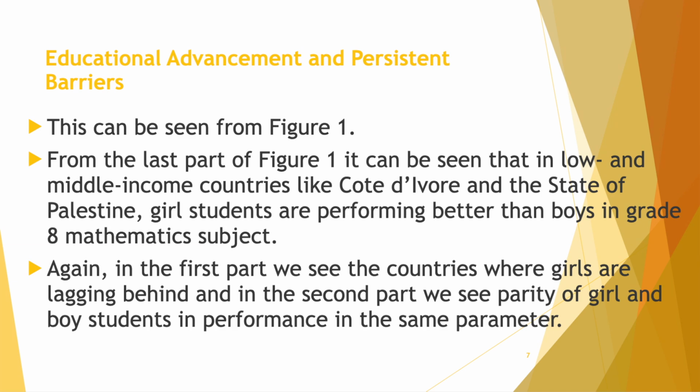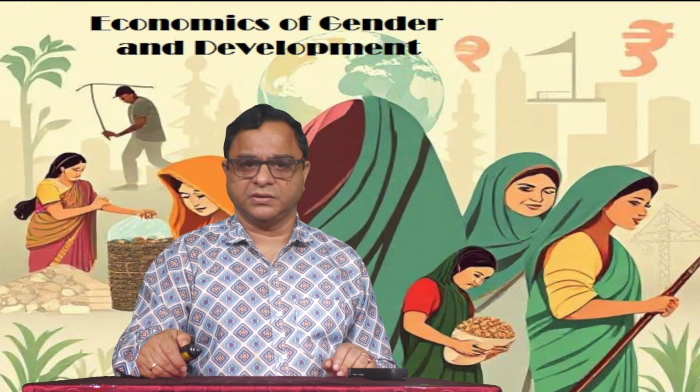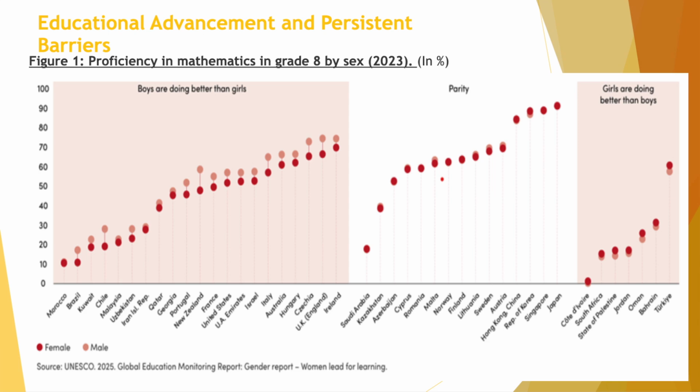Again, in the first part, we also see the countries where girls are lagging behind. And in the second part, we see parity of girl and boy students in performance in the same parameter, that is, in mathematics. So here is figure 1. Okay, here you see 3 parts. In the left part, boys are doing better than girls, which is generally a traditional thing we see. And in the middle part, we see the parity between boys and girls. And in the last part, we see the girls are doing better than boys.